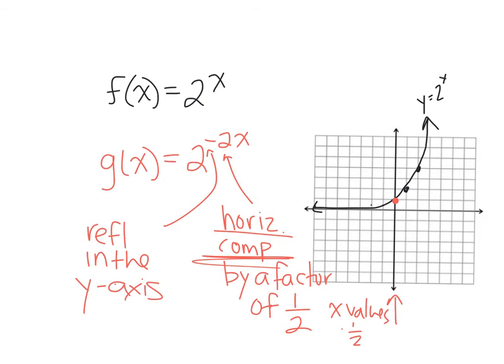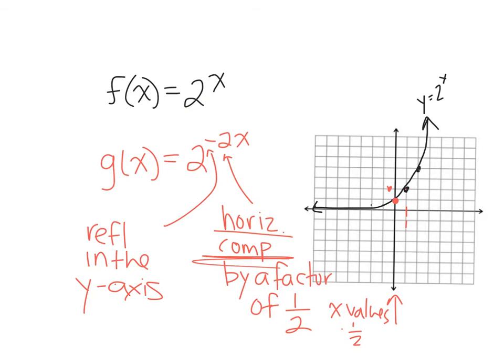Then let's look at our next point. It's got an x value of 1. So if I multiply that by 1/2, 1 times 1/2 is 1/2. So instead it's going to become 1/2, but I'm going to have to reflect that on the other side of the y-axis, so instead it will be negative 1/2. So I'll have a point right there.